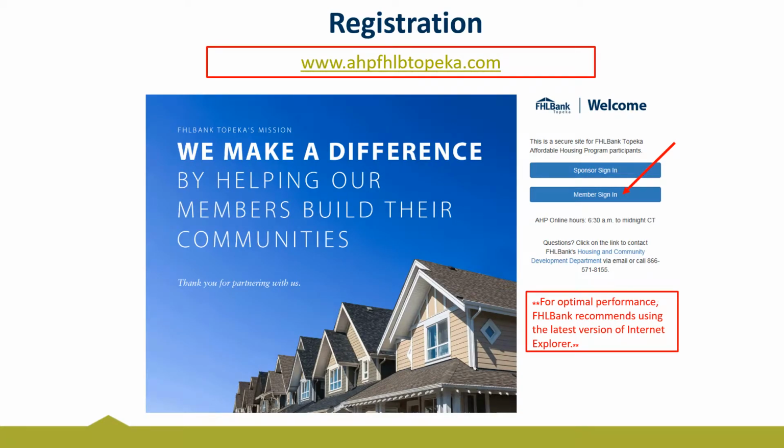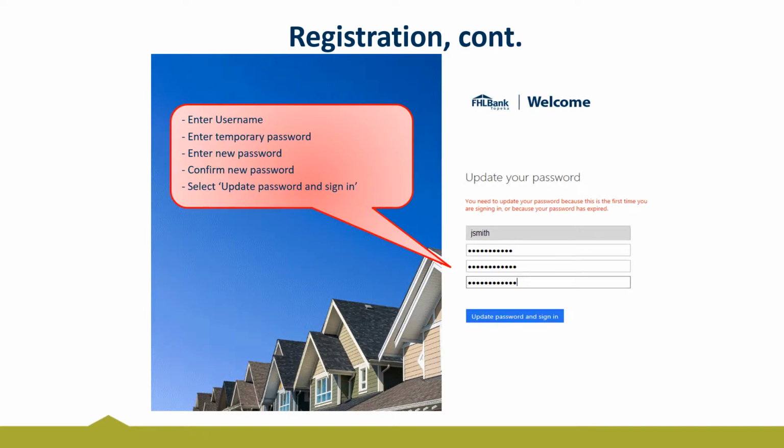Let's move forward with signing into the system for the first time. Once you receive the email with your username and temporary password, you can go directly to the website address listed at the top of the slide, or we have links available on our website in the Application tab. Once on the website, select Member Sign-In. After selecting Member Sign-In, you'll be required to change your password from the temporary password provided. You'll enter the username and temporary password, then enter your new password and confirm it. Click Update Password and sign in.